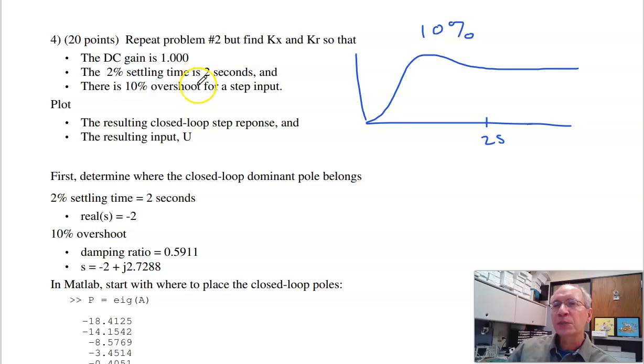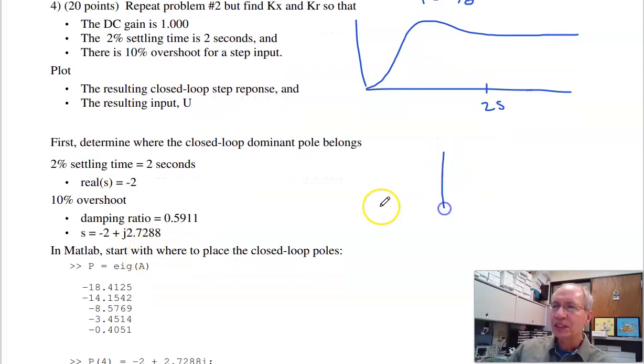Well, what I did is I just specified the dominant pole. The real part should be -2 for the 2-second settling time. The damping ratio should be 0.59 for 10% overshoot. Putting that together, take the arc cosine, tangent. Here's the complex part. You're basically in the S-plane. The real part's at -2. I know the angle. That tells me the damping ratio. Given the real part and the angle, I can tell you the complex part. That's j 2.72. Here's where I want the dominant pole.